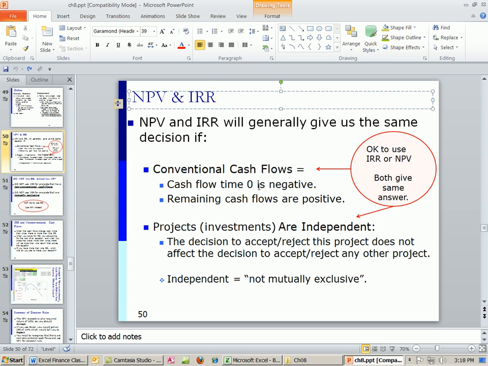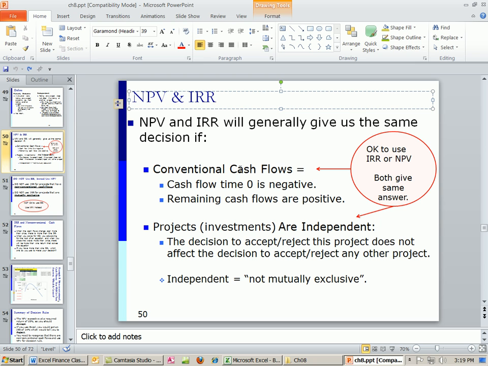If we have conventional cash flows, that just means cash flow at time 0 is negative and all the rest are positive. Or when the projects are independent. So conventional cash flows or the projects are independent, no problem. You can use either one. Right? But if you have non-conventional cash flows, which means there's another negative value, which is not uncommon, somewhere at a time other than 0, IRR does not give us the right answer. And if we have mutually exclusive projects, we will have problems with IRR.